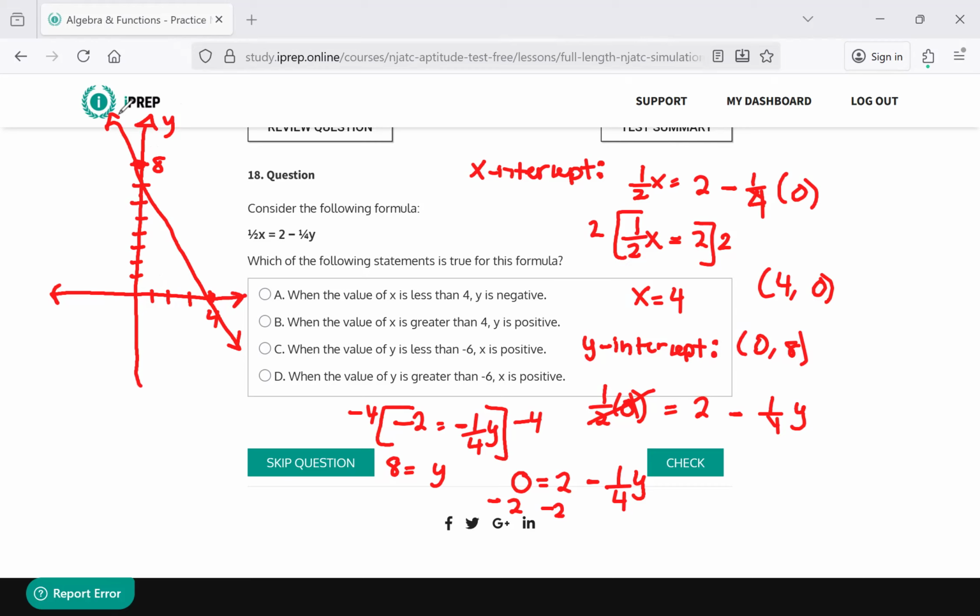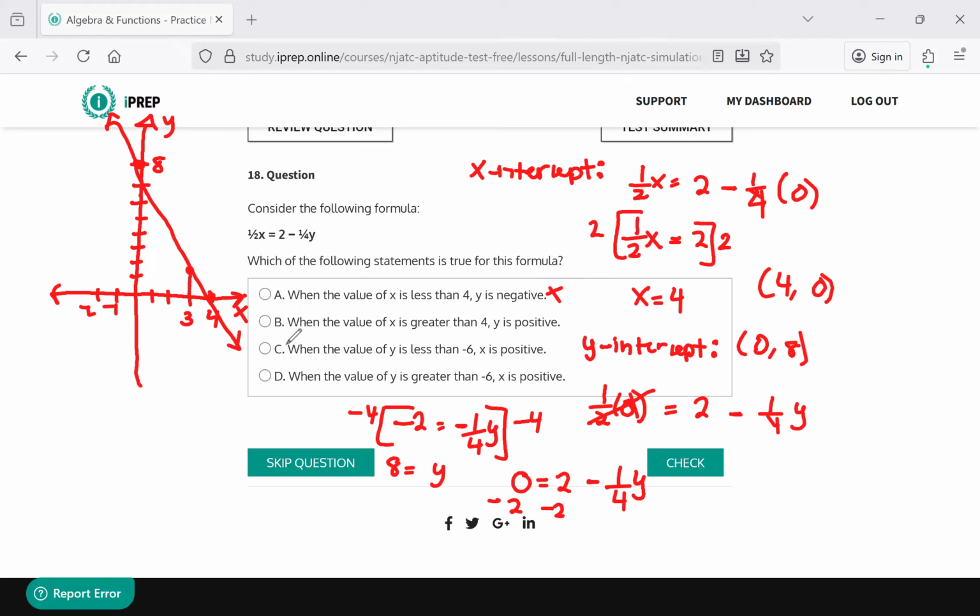Is A true? When the value of x is less than 4? So the x value, look at the horizontal axis, less than 4. So that includes 3, 2, 1, etc., right? You've got to also use -1, -2. So when the x value is less than 4, so let's try 3, the y value is negative. Nope. Here's 3. What is the y value? It's a positive value, so that can't be true.